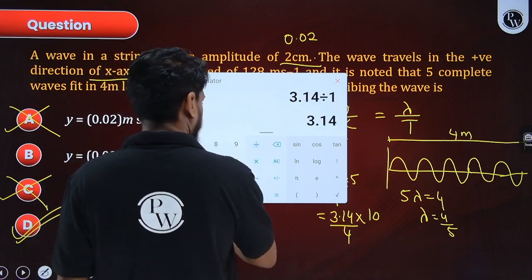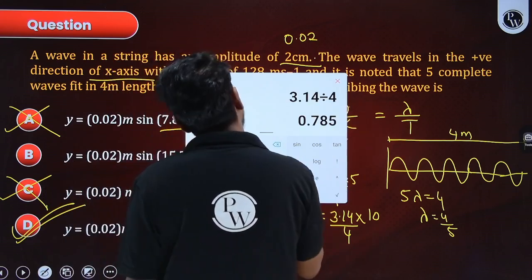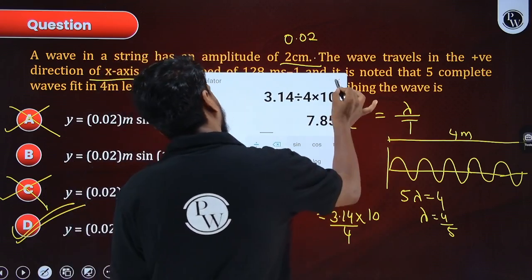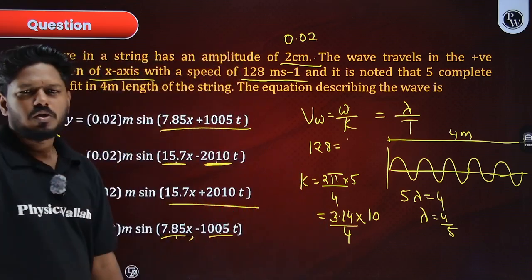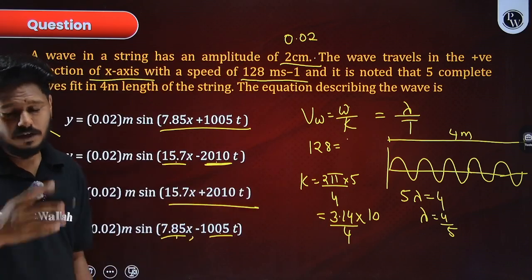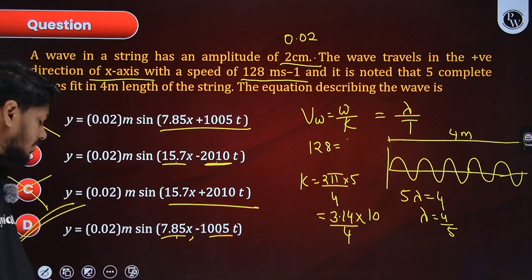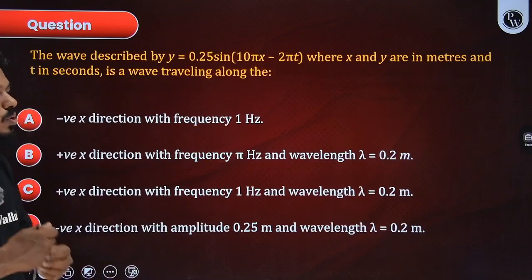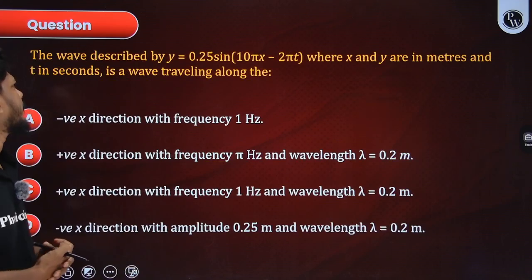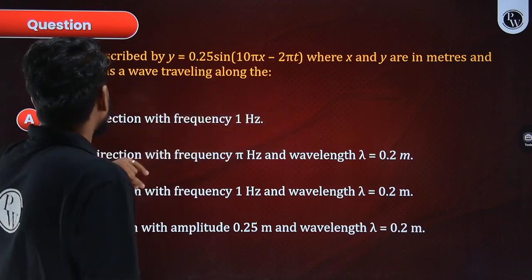3.14 divided by 4 is 0.87. So if I am multiplying that by 10, I will be getting 7.85. Okay. So based on the question, if they are giving an equation and asking you to find the velocity of wave, or if they are giving bulk modulus, rigidity modulus, you should be able to find the wave described by y is equal to, this is the equation, and what are they asking you?